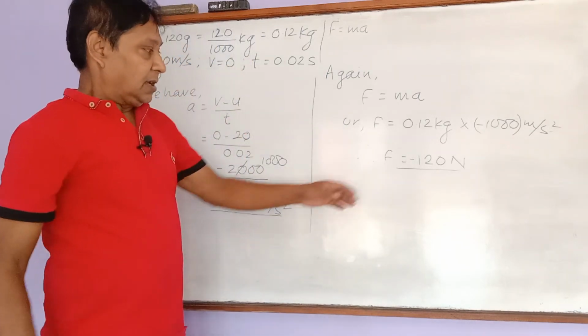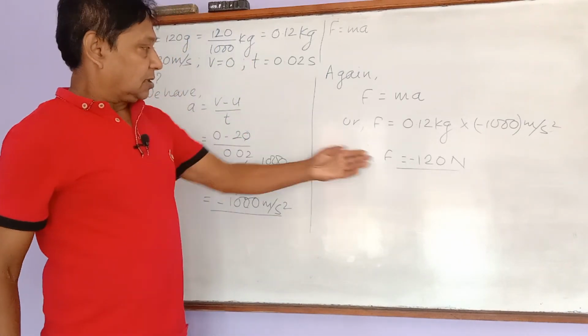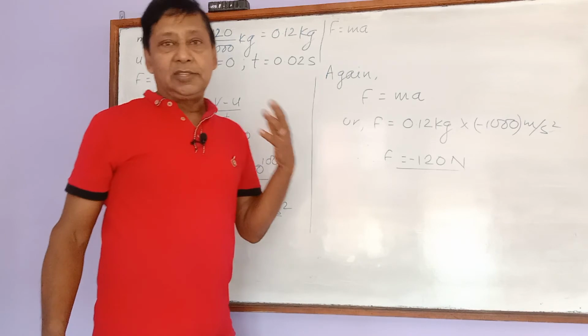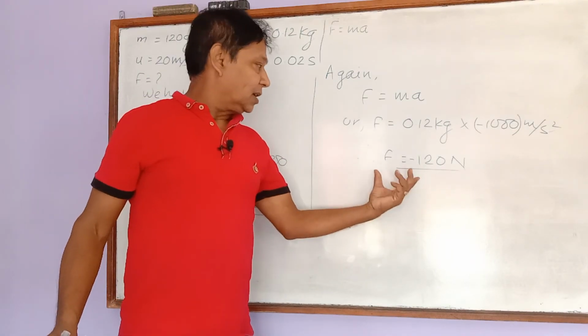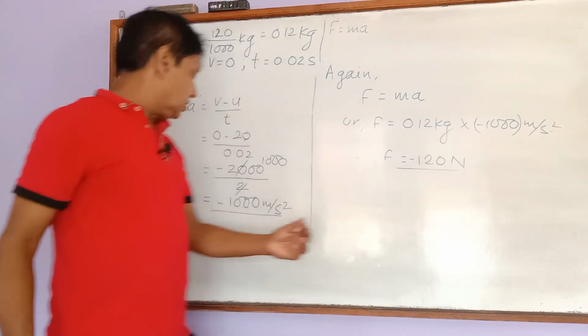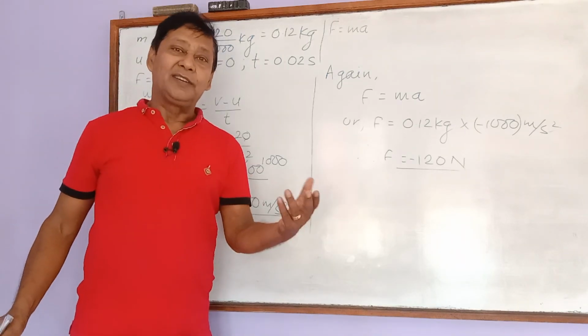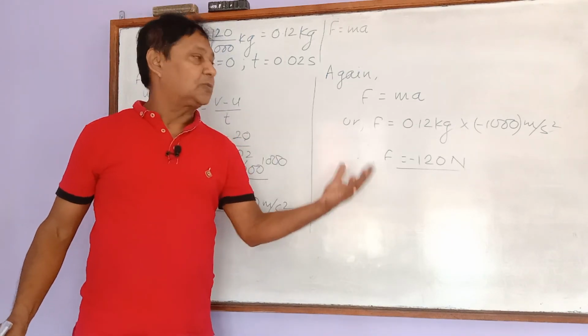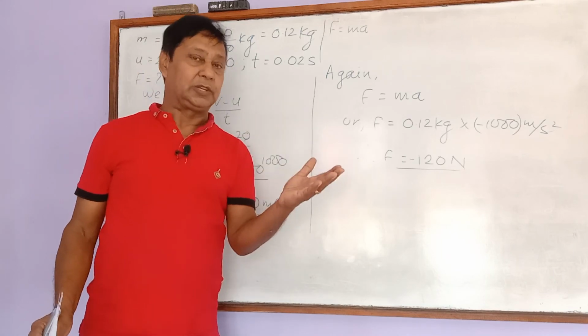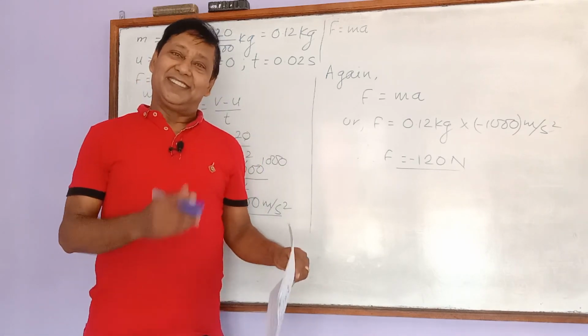Because sometimes students are confused: this is a negative value, so my answer is wrong. Not like that. A vector quantity may be negative. Don't think that the answer is wrong, because a vector may be negative, may be positive, or zero. Okay, this much.